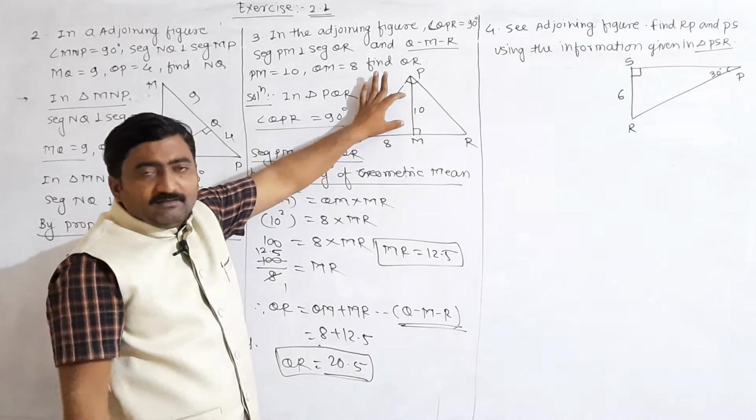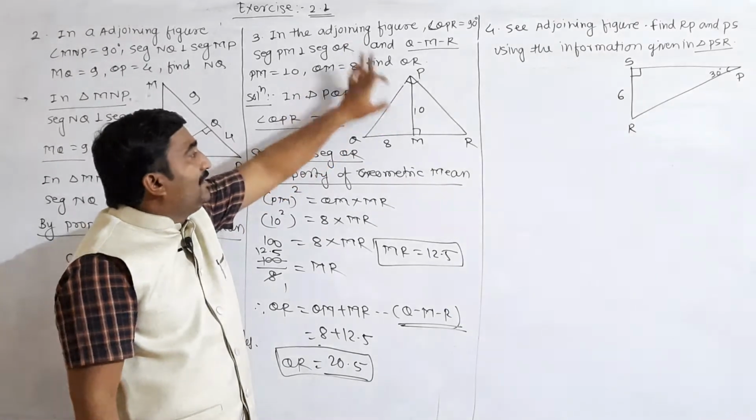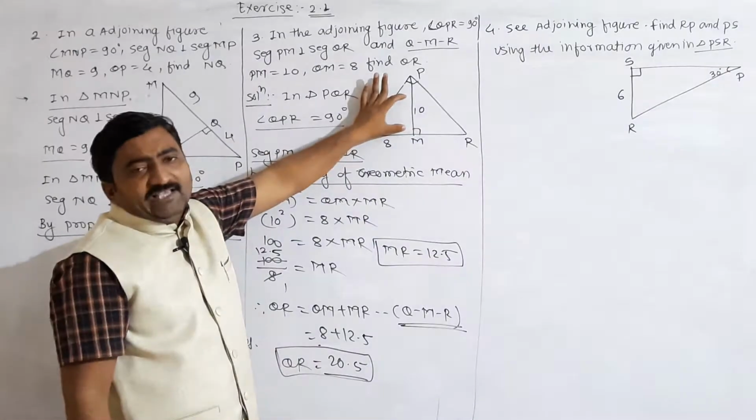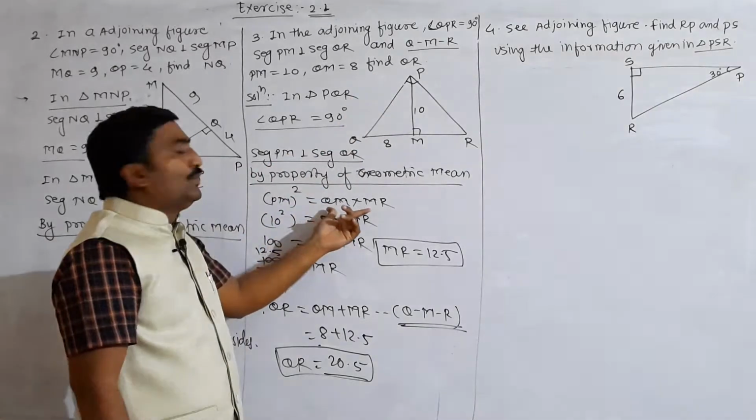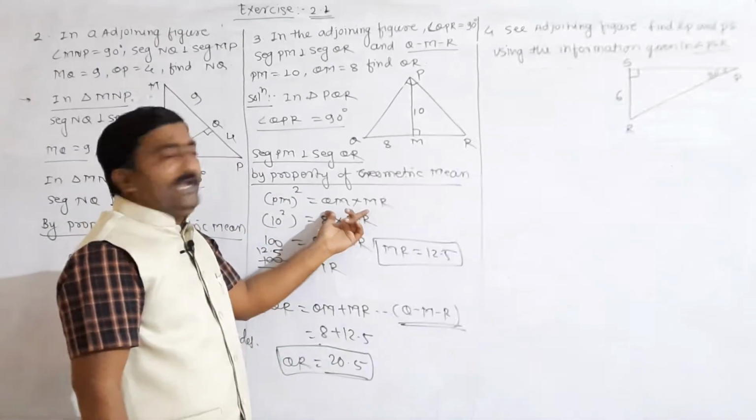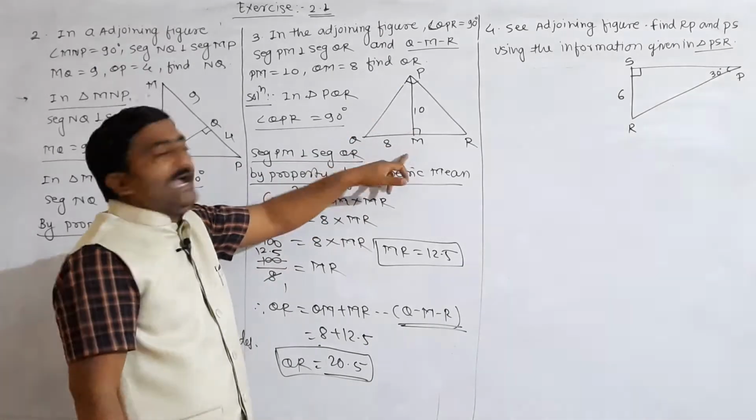Property of geometric means: the square of this perpendicular segment is equal to the product of the segments into which it is divided by this altitude.